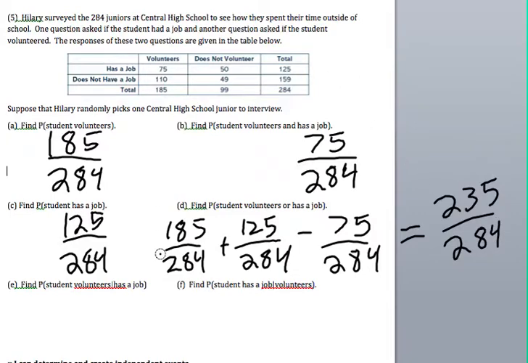So most people at this school are either volunteering or having a job, right? 235 out of 284. Some people are doing both, right? But most people don't think that they have enough time to do both things, so they do one or the other.